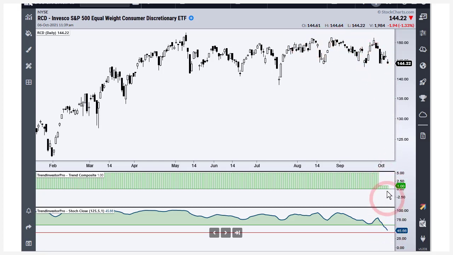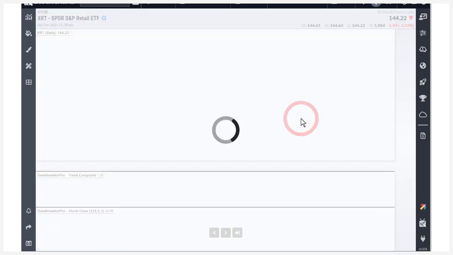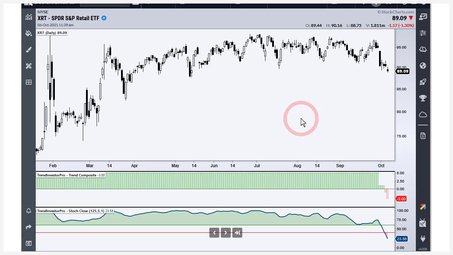And if we look at these two trend indicators that are part of that Trend Investor Pro indicator edge plugin, they're still green, they're still bullish. But if I look within this ETF, if you look at XRT, the retail SPDR, it peaked back here in June, and it is breaking down. And you can see those two trend indicators turned red. So it's got a downtrend.